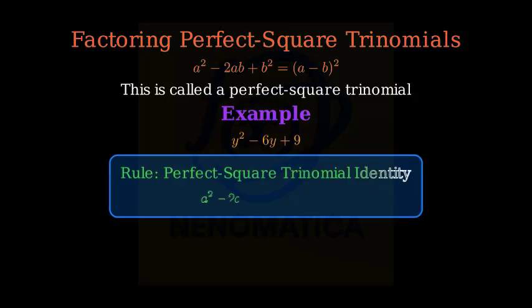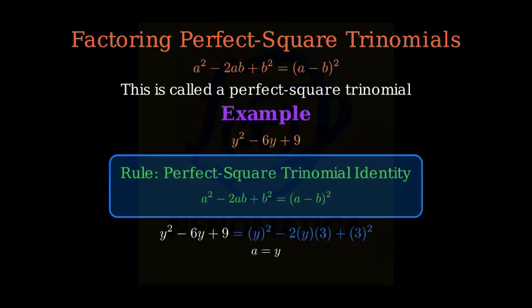We'll use the perfect square trinomial identity: a squared minus 2ab plus b squared equals (a minus b) squared. Let's identify the parts in our trinomial. We have y squared, which means that a equals y. We also have negative 6y, which would be negative 2ab. So negative 2 times y times b equals negative 6y.